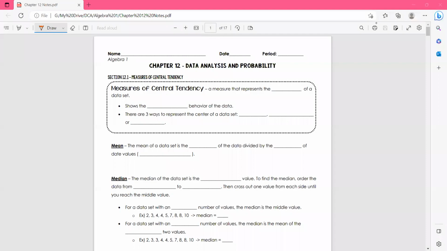Hey everyone, so we are starting a brand new chapter, chapter 12. This is the chapter we are going to end the year in. Chapter 12 is all about data analysis and probability. We are going to start off with some basic vocabulary here that may be a little bit familiar. This is section 12.1, measures of central tendency.